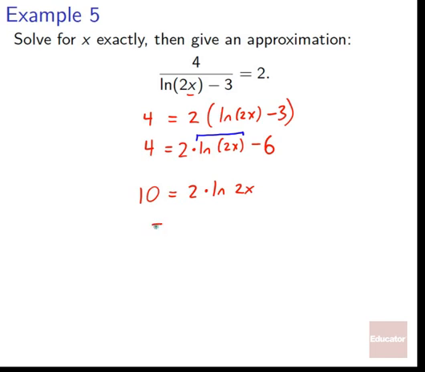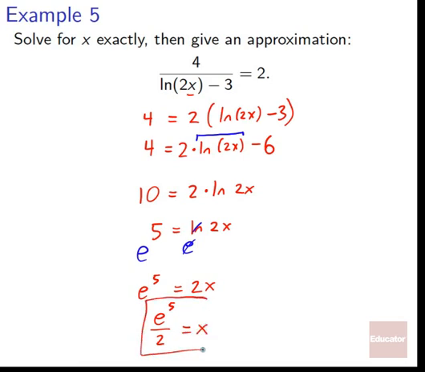We divide by 2 on both sides. We get 5 equals the natural log of 2x. We now raise both sides to the e. So e to the 5th equals e to the natural log of 2x. Since these are the same base, natural log and e, they cancel out, and we've got e to the 5th equals 2x. So we've got that e to the 5th over 2 equals x.